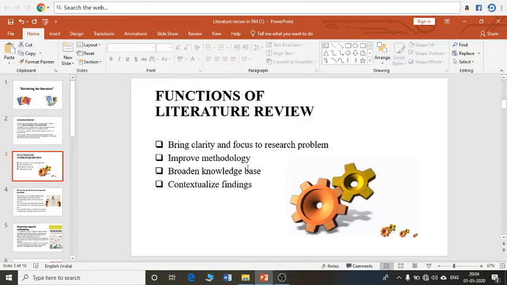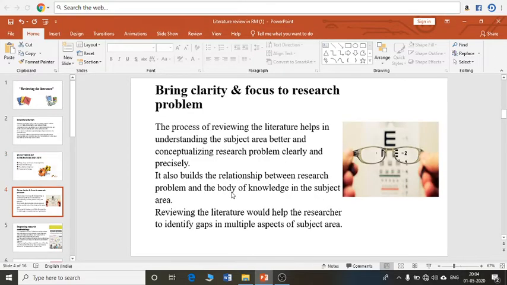Next come the functions of a literature review. See, there are four basic functions of a literature review. First is to bring clarity and focus to your research problem, then improve your methodology, then broaden your knowledge base, and last, contextualize your findings.